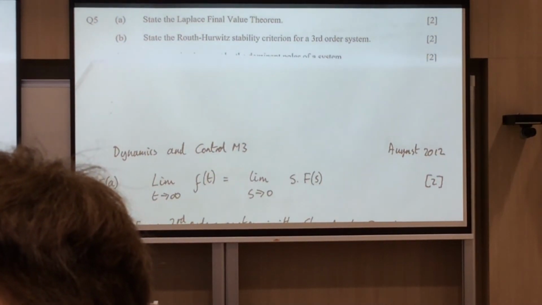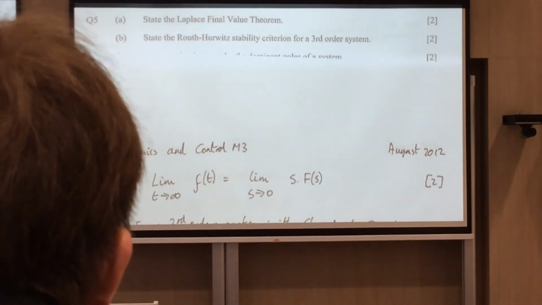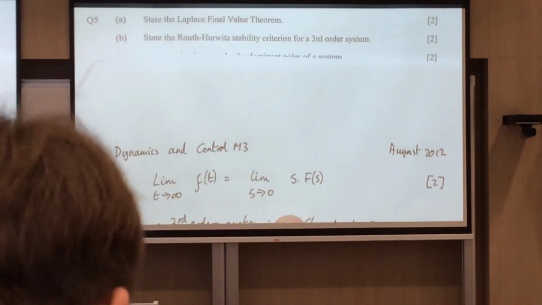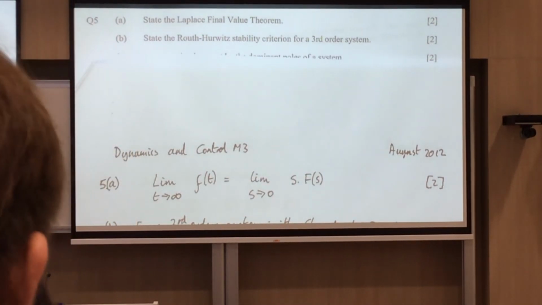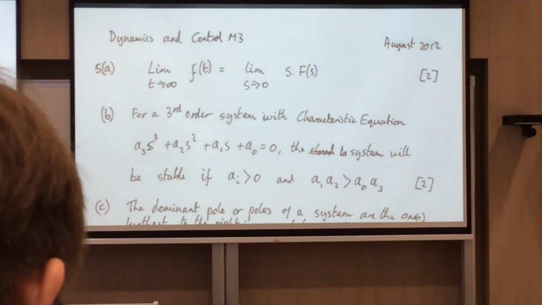The limit as t tends to infinity of f(t) is the limit as s tends to 0 of s F(s). If you do this, you get 2 marks. B, the Routh-Hurwitz criterion, what you see in the lecture notes.